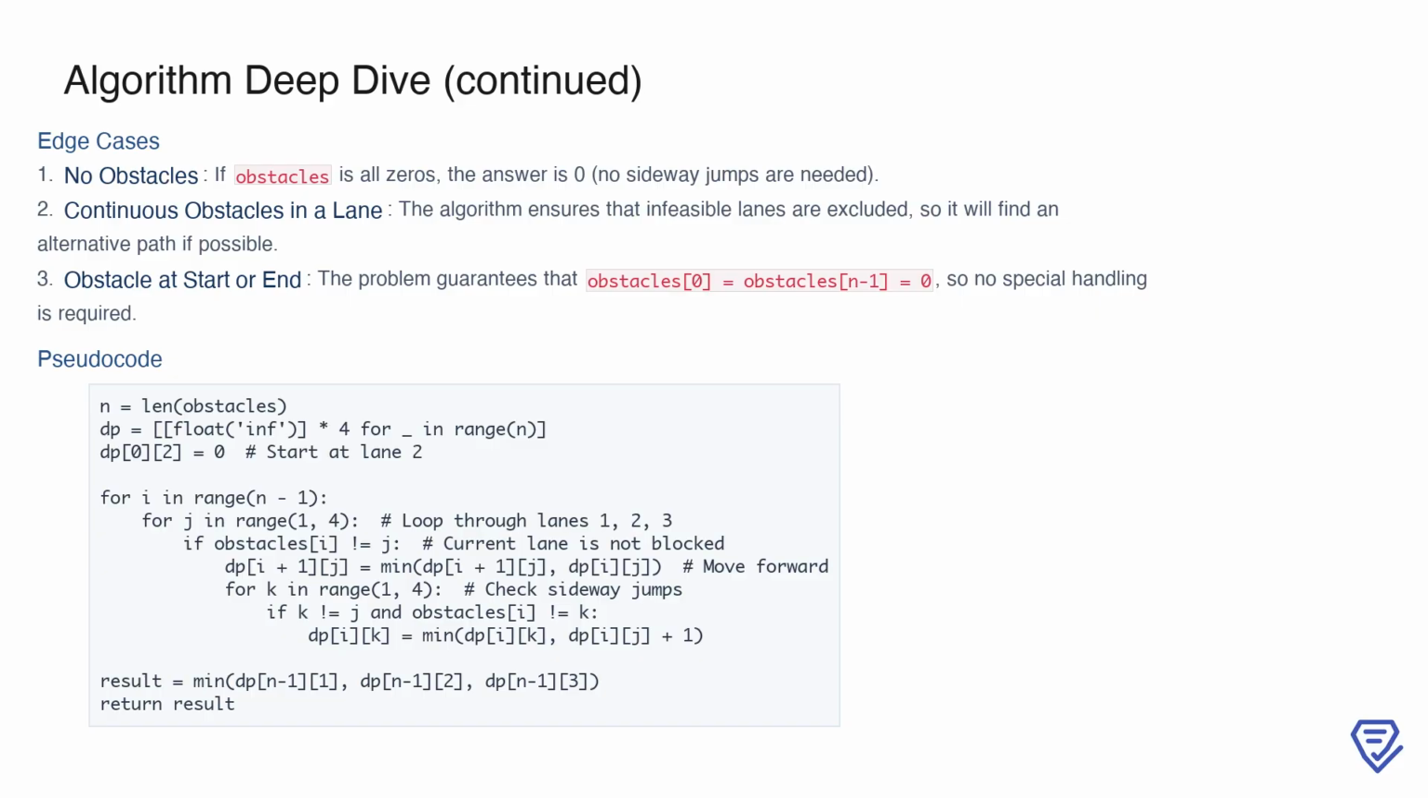Now, let's summarize the solution with pseudocode. We begin by initializing a dp table with infinity for all entries, except for dp[0][2], which is set to 0 because we start in lane 2. As we iterate through the road, we handle forward movements in clear lanes and evaluate sideway jumps for transitions to other lanes. At the end, the result is the minimum value across the last position in all 3 lanes. This approach ensures that we solve the problem efficiently while handling all edge cases appropriately.